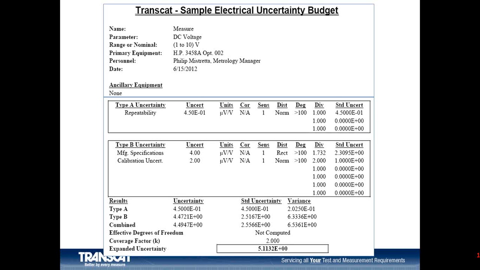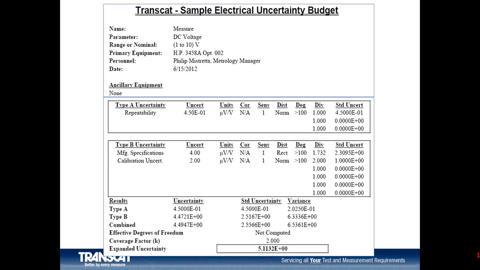And in the repeatability section above there, this is not the repeatability of the standard that was used, it's the repeatability of the process. It includes the standard, it includes the technique, the training, the procedure, and to some extent the resolution and readability of the device under test.